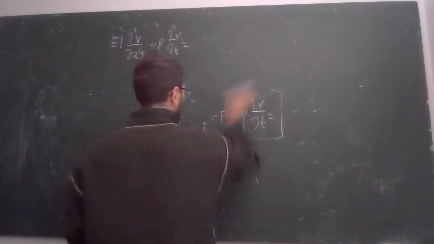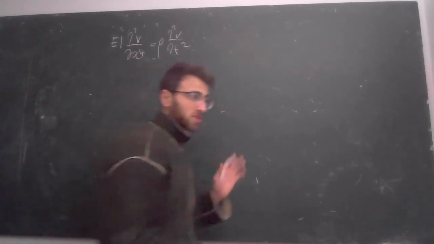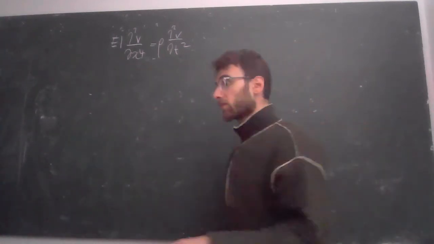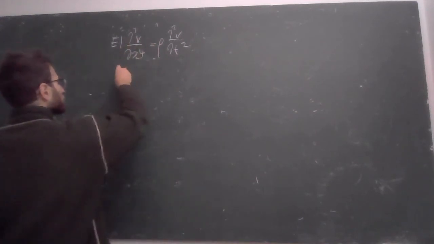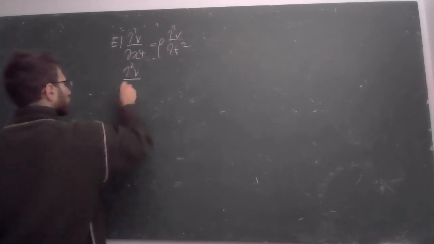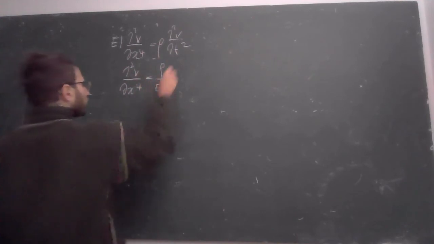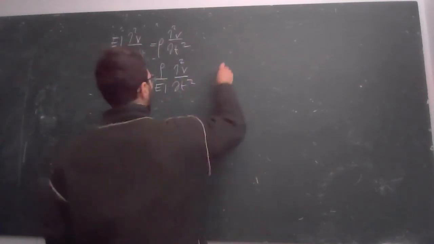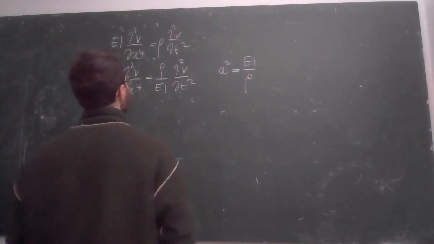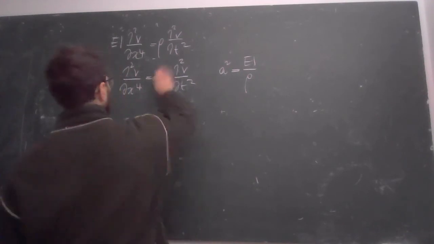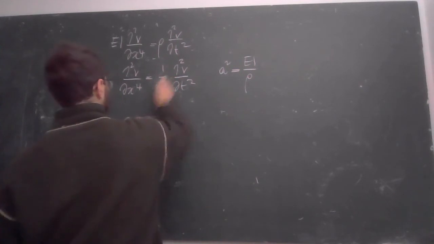If we divide, this is definitely not the wave equation, because we have a fourth derivative, not a second derivative, a fourth derivative. And I will show you why this is not representative of a wave equation. Let us divide by EI. We call a squared equal to EI over rho. So it becomes 1 over a squared.